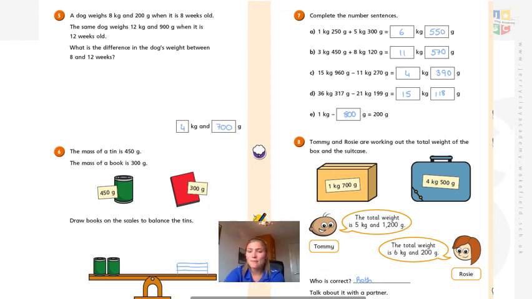But Rosie would be correct. However, Tommy is also correct because it is still 5 kilograms and 1,200 grams, but he just hasn't added them together. So you would say that both are correct.